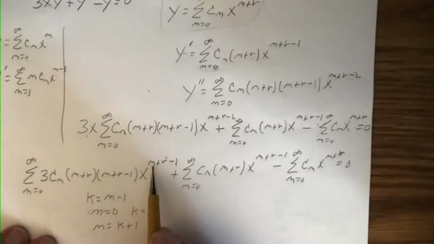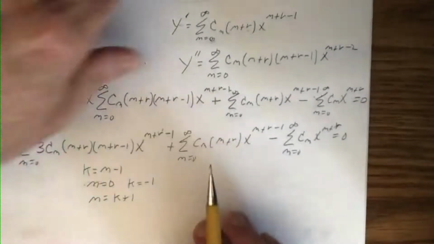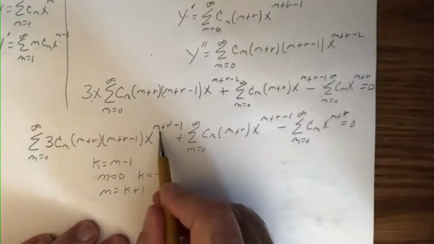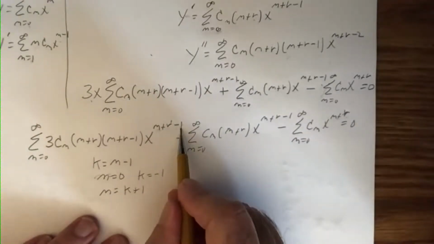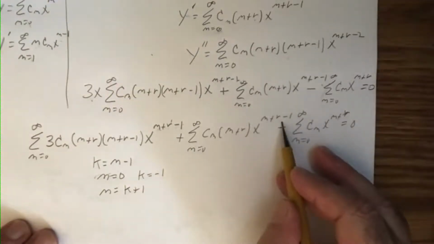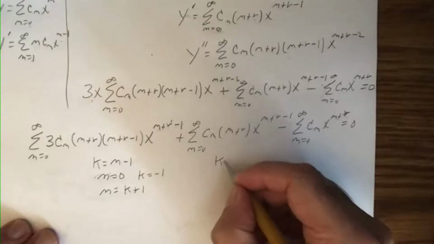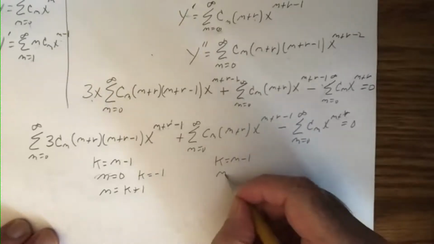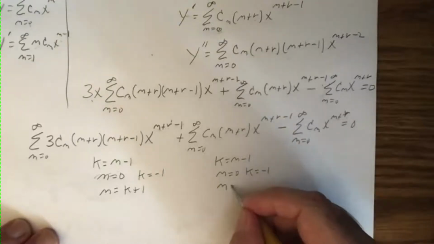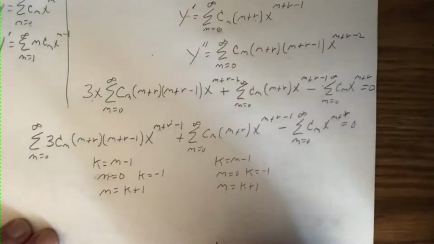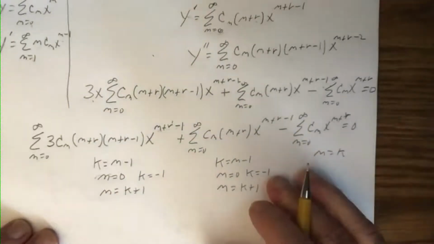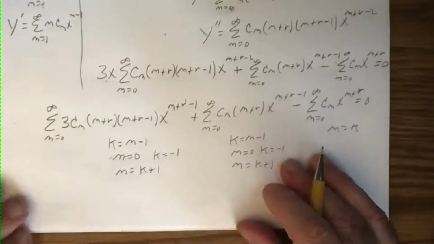Let me know if I go off the page. I want to get the n plus r, and here I got an n minus 1, just like we did the last time. So I'm going to do the same thing here: k is equal to n minus 1, when n is equal to 0, k is equal to -1, and n will be k plus 1. Here I'm just going to let n equal k. So let's see what happens.